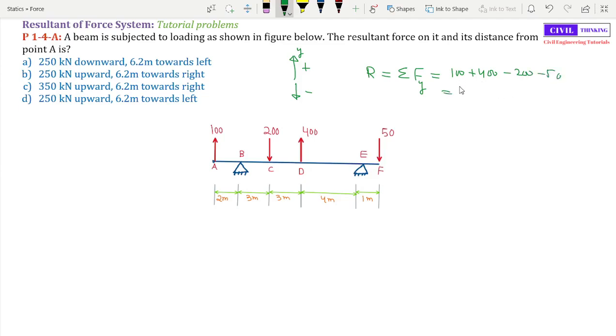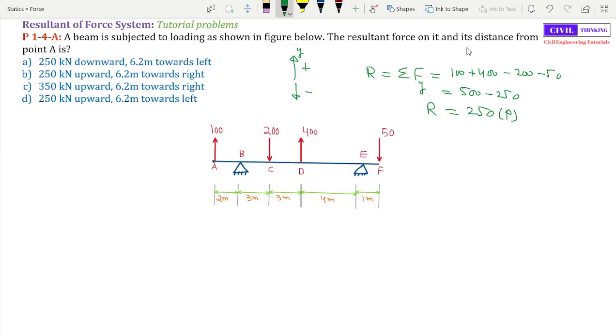Now 400 plus 100 is 500, minus 200 minus 50 is minus 250, so it is 500 minus 250, which is 250. We get a positive value of 250. What does that mean? Since the upward forces are positive and we get a positive value, it means the resultant is 250 and it is upwards, because positive means upwards. So we get the resultant of 250 upwards, which is the magnitude of the resultant.